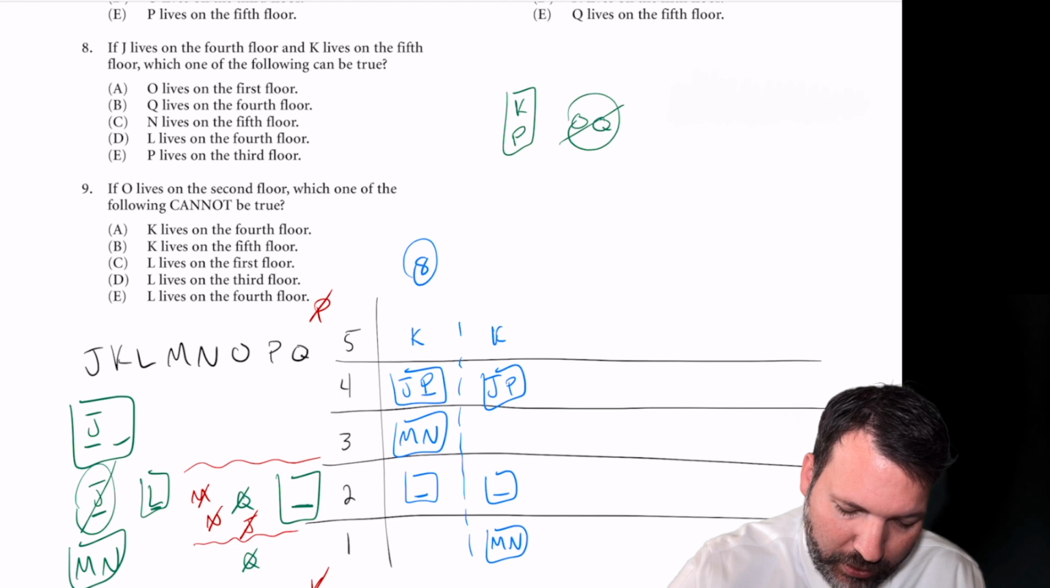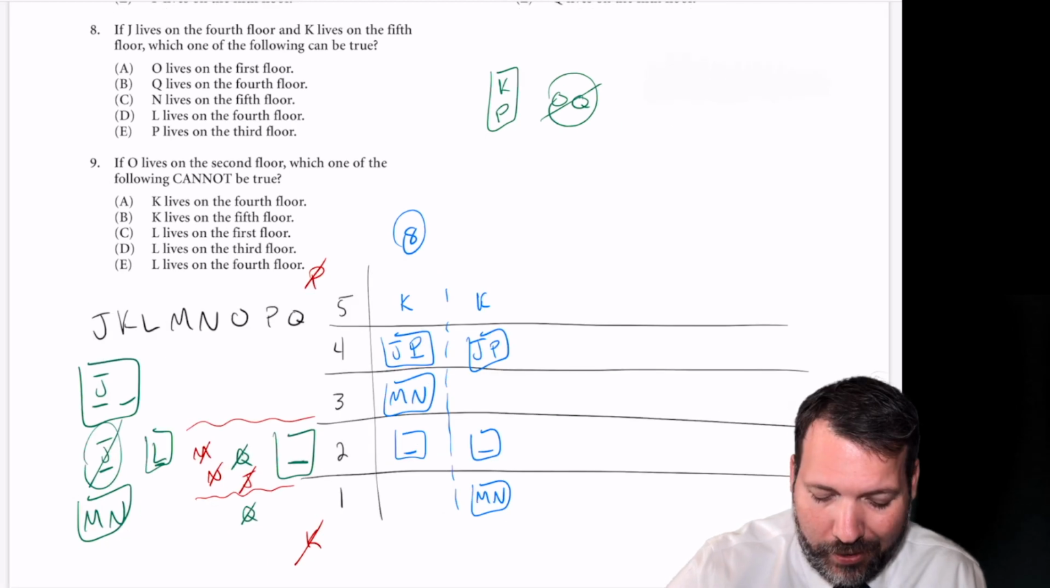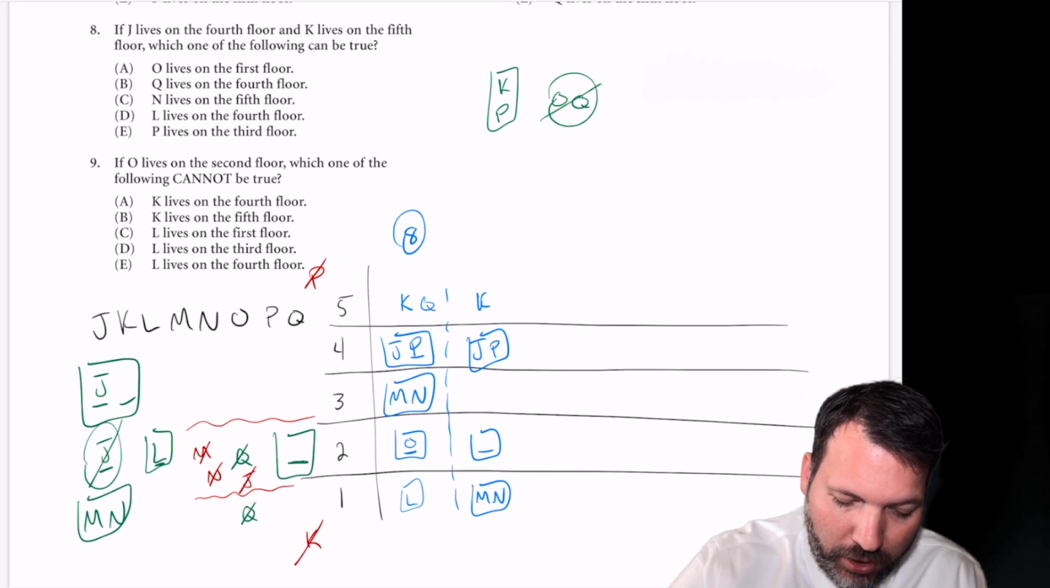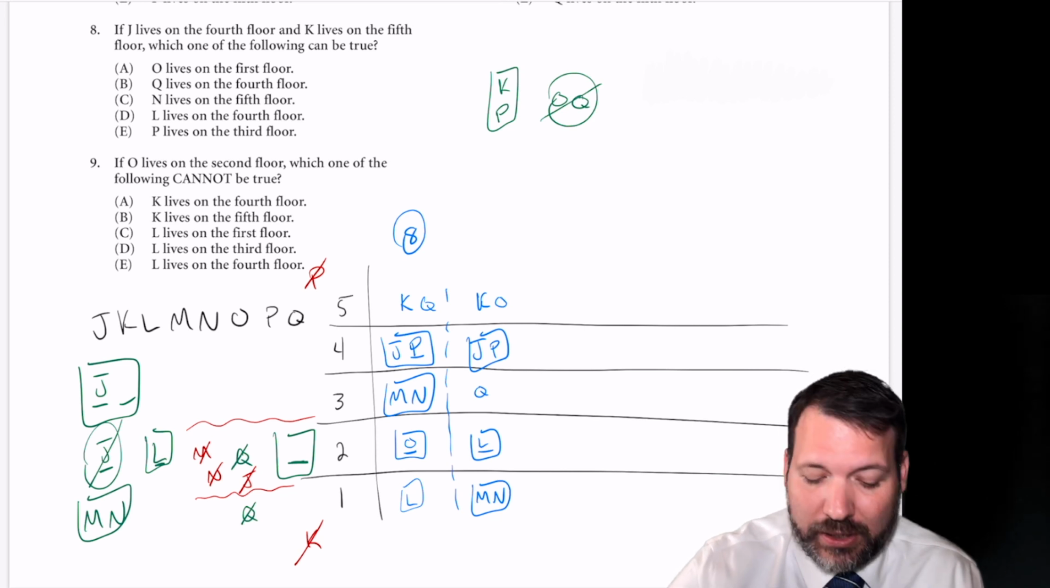We have 3 people left without having placed K. So like L could be by herself on floor 1, which would place O in floor 2, and then Q could be up here on floor 5. That's a possibility. Of course, L could be by herself in 2. And then you could even have a scenario where O is actually with K on floor 5 and Q is down on floor 3.